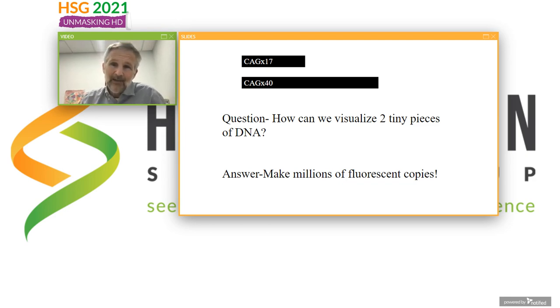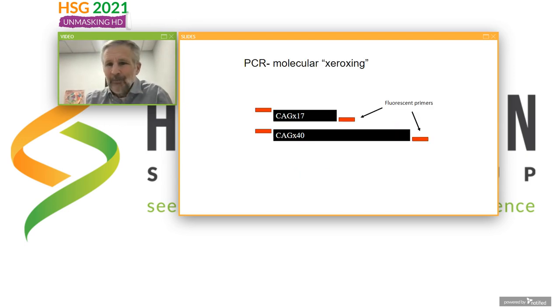And in the case of Huntington's disease, what we're doing in our laboratory is in a sense, with your blood sample, telling you how many of these CAG repeats are there, and based on that, how would we interpret that information? So how is it that we're able to visualize two tiny, tiny little pieces of DNA? And the short answer, and again, this is not a molecular methods talk, is that we actually make millions and millions of fluorescent, glowing copies of the Huntington CAG repeat. And so what we actually do is we can put these little things called primers, these little red bars, on the ends of the CAG repeat.